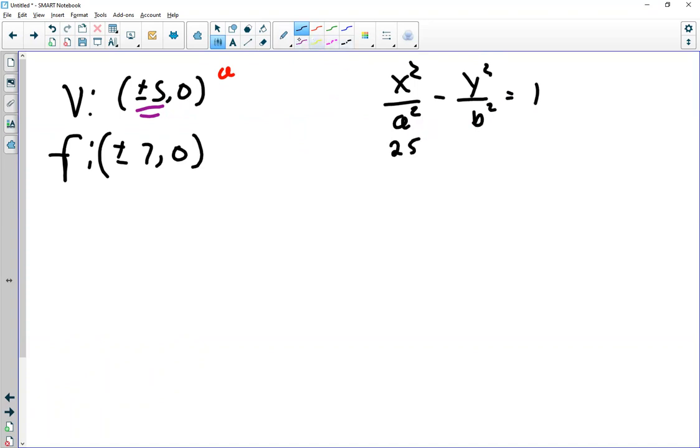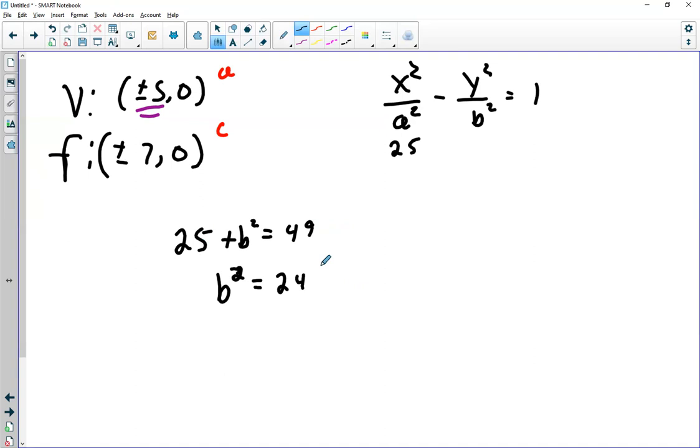But I don't have a b value here. I have the a value and I have the c value. So I need to figure that out. So 25 plus b squared equals 49. Minus these, plus in the hyperbola ones. So then 49 minus 25 is 24, so b squared is 24.